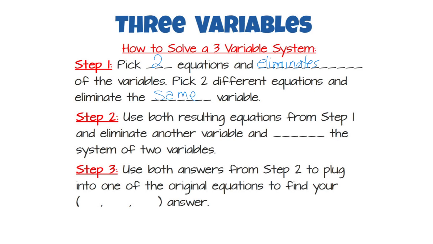So using those 2 equations from step 1 there, you're going to eliminate another variable. And ultimately what you're doing is you're going to solve the system of 2 variables. And once you've solved the system of 2 variables, let's say you now know what X and Y are, you can use that X and Y to plug into the original, so then you could figure out your Z as well. So that's what you're shooting for here, is to get an X, Y, Z. It's called an ordered triple instead of an ordered pair.